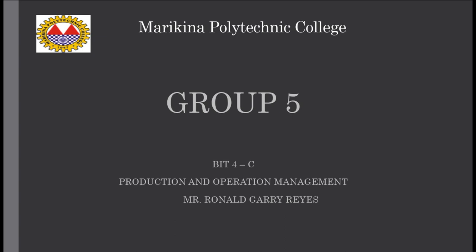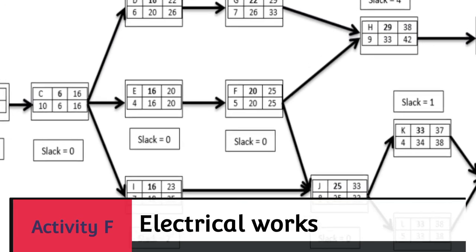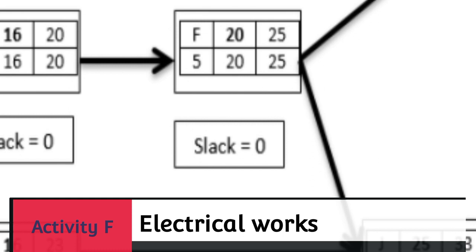After the plumbing activity, the electrical works should be accomplished. Estimated time of 5 days, an early start of day 20, a late start of day 20, an early finish of day 25, and a late finish of day 25. This activity was critical because it doesn't have any slack.